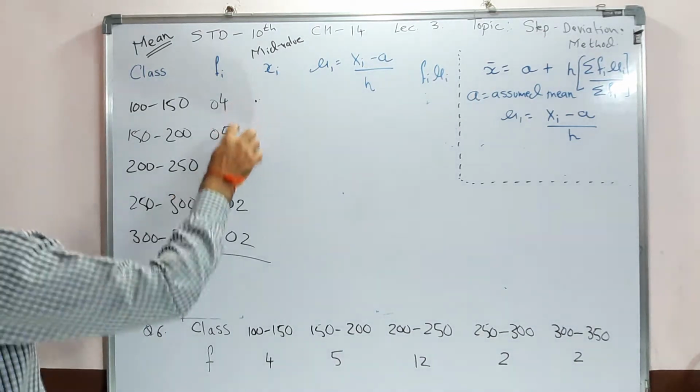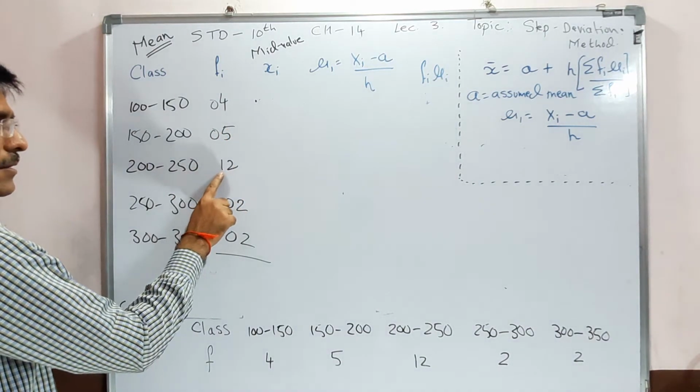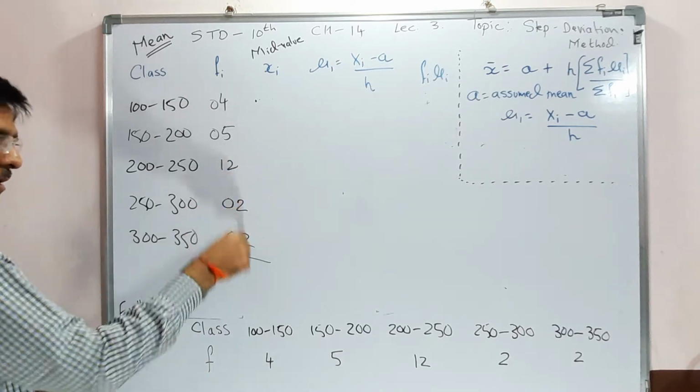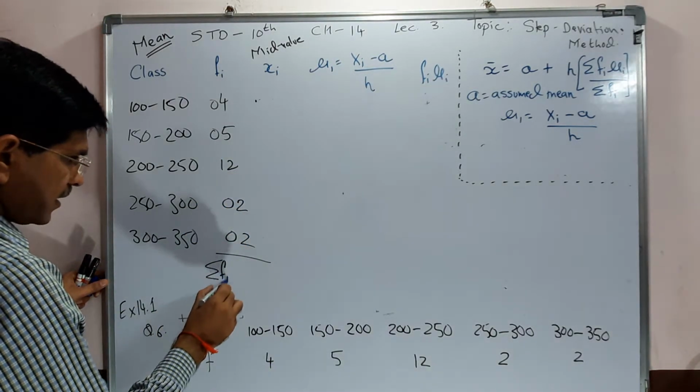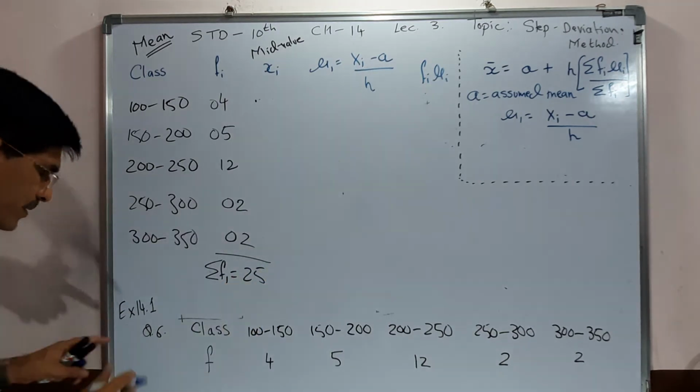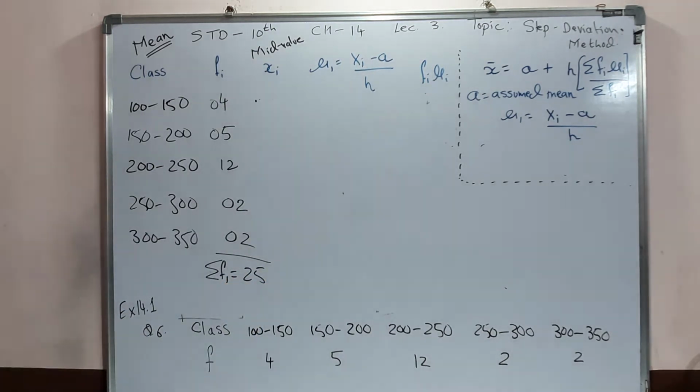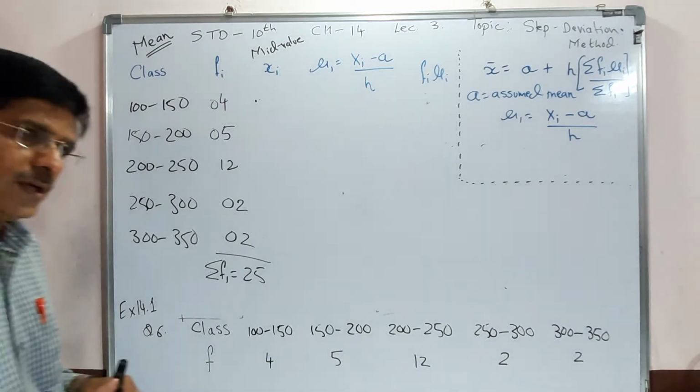So 4 plus 5, 9, 9 plus 12, 21, and 4, that is 25. So sigma Fi is equal to 25. It's exercise 14.1 question number 6. We have to do it by all three different methods.